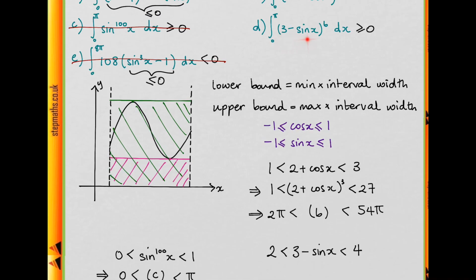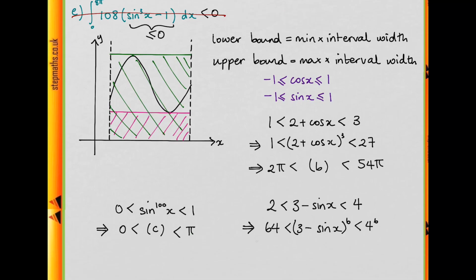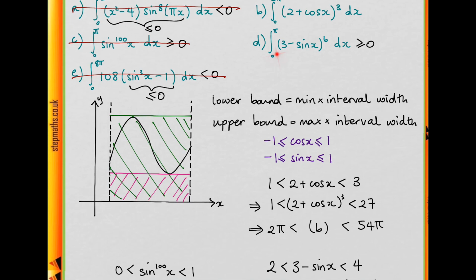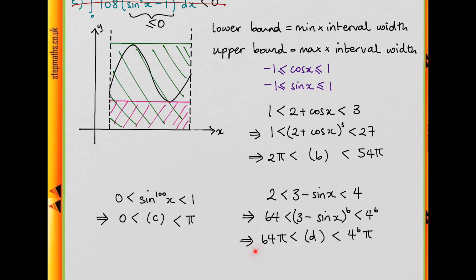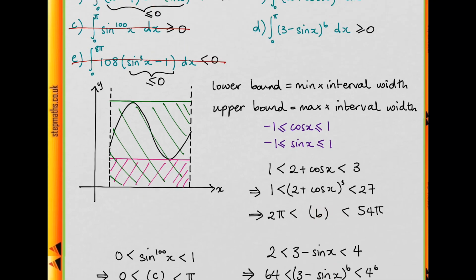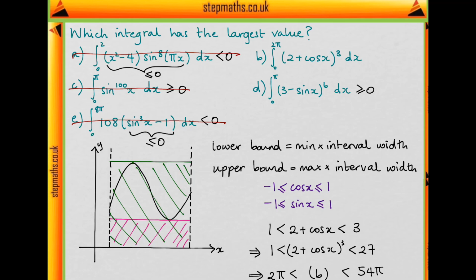So 3 minus sine x to the power of 6 is going to be between 2 to the power of 6, which is 64, and 4 to the power of 6, which I haven't bothered to work out. So again, because the width of the interval is pi, then we see that the integral d is going to be between 64 pi and 4 to the power of 6 times pi. So we see that the lower bound for D is greater than the upper bound for B. Therefore, D is definitely going to be greater than B. So our answer is going to be D.